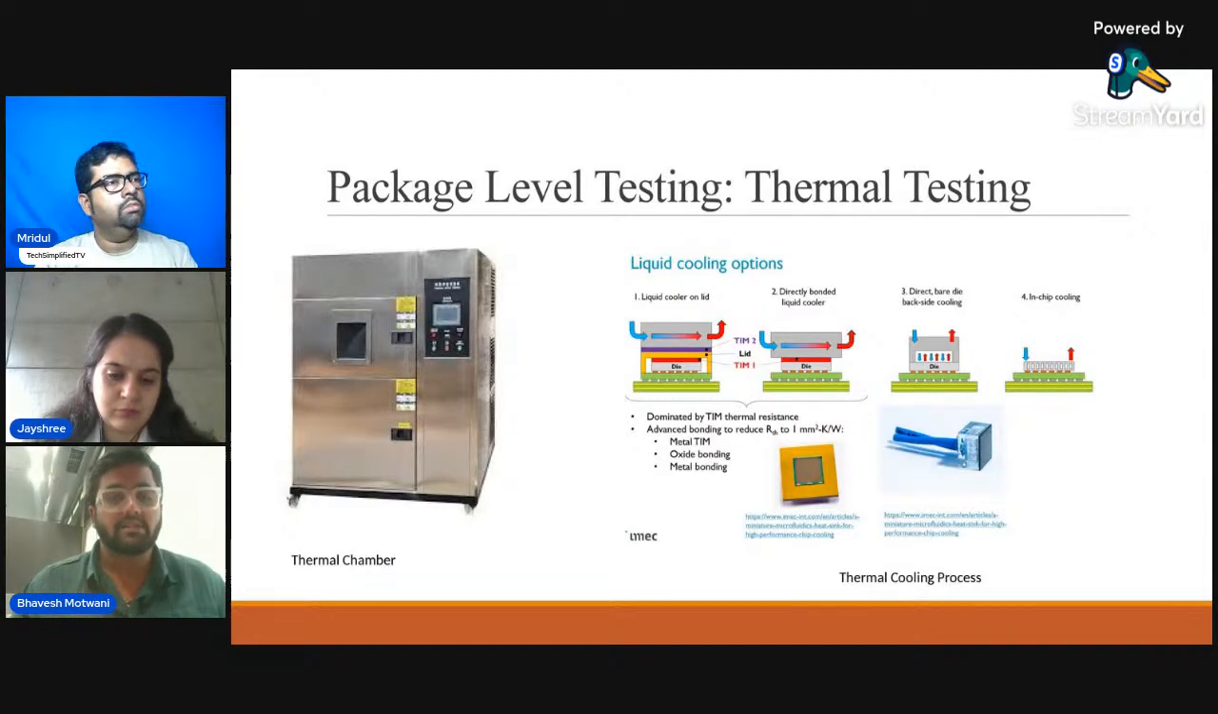the thermal conductivity is stable, and even the electrical parameters are very much constant during these thermal changes. So these are the thermal chambers where we can give thermal shock, and thermal cycling is given such that these thermal parameters are controlled.